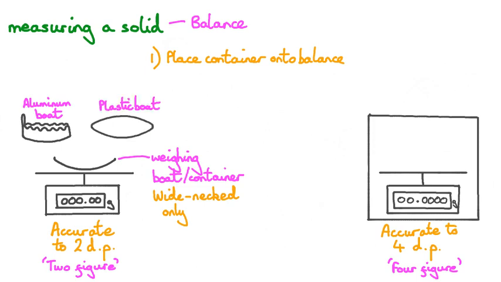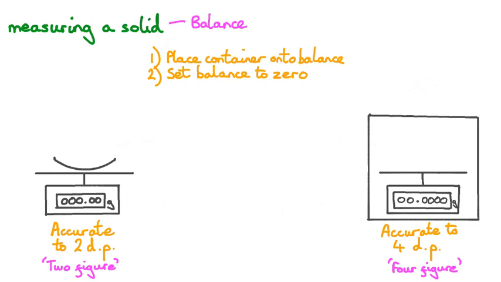You can also get flexible plastic boats. These are useful because you can weigh out into a nice wide-necked boat and then curl the boat into a straw shape so that you can easily insert it into a narrow-necked reaction vessel and put all your solid in without spilling it. Once the container is on your balance, you'll need to set the display to 0.